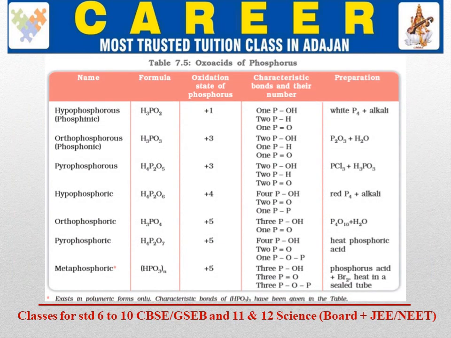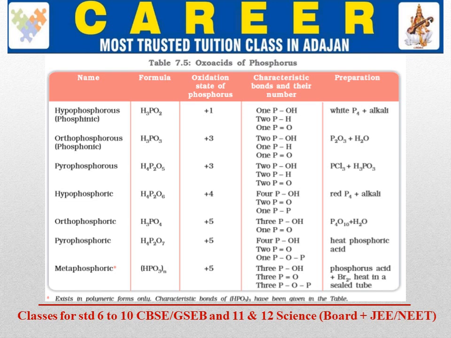Next, oxoacids of phosphorus. Phosphorus forms different oxoacids. Among them, the most important is hypophosphorous acid, which is also called phosphinic acid. Here, the oxidation state of phosphorus is +1 and it is a monobasic acid. It has only one P-OH. Orthophosphorous acid is also called phosphonic acid. The oxidation state of phosphorus is +3 and it is a dibasic acid.